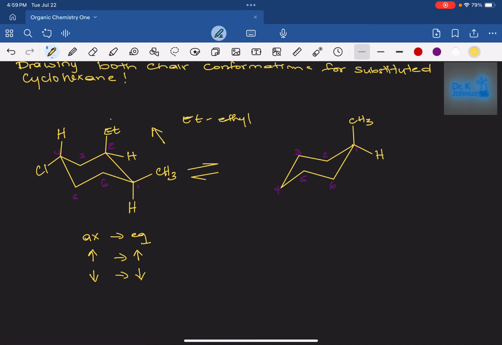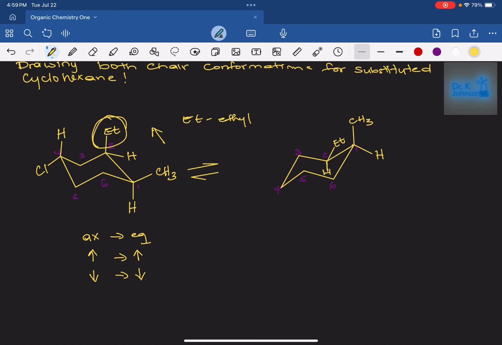Carbon two, we have an ethyl group, and the ethyl group is in the axial position. So over here, it needs to be in the opposite position. Let's see which bond is in the opposite position. Your axial bond points straight down here, and the equatorial bond is the one that points up. So your ethyl, which is up, is going to be in the equatorial position. It's the only bond that's up. Remember, up stays up. Axial became equatorial. And then we have our hydrogen.